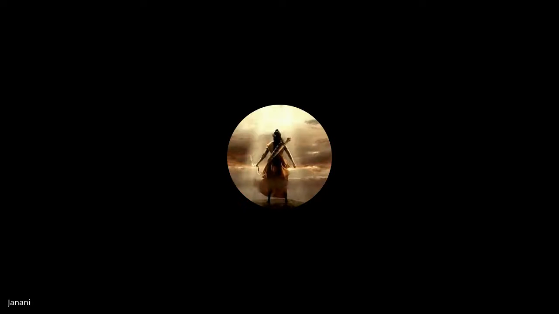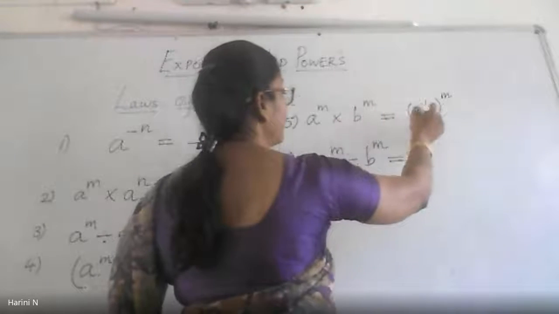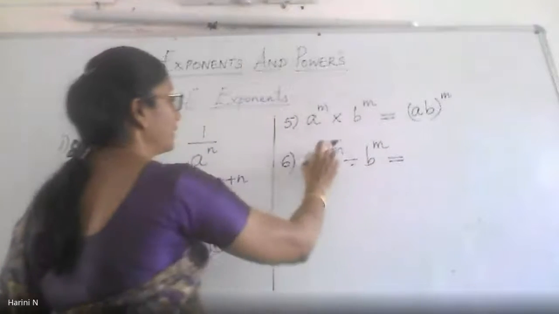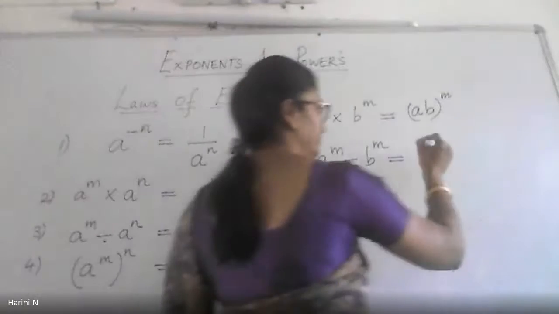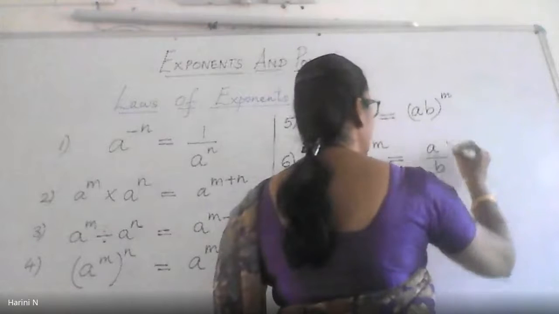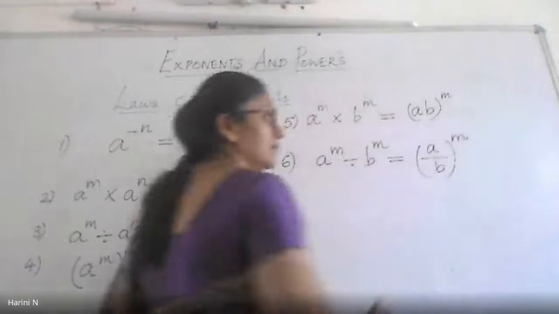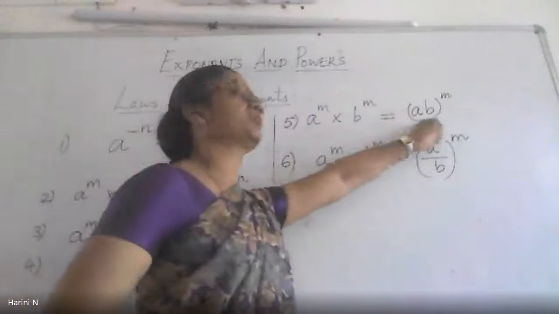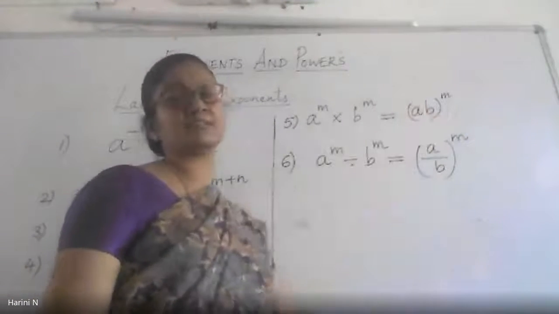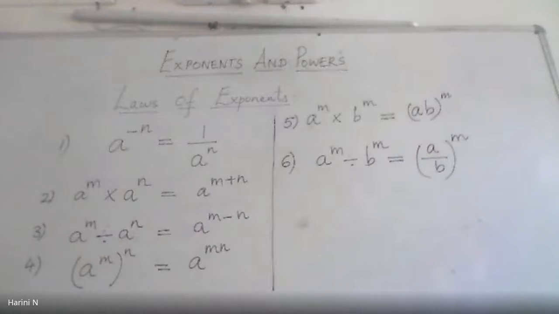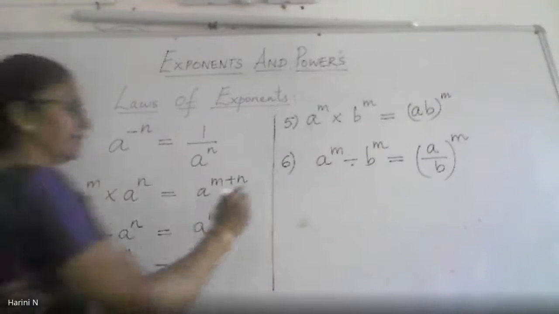Can you guess? If a to the power m into b to the power m is ab to the power m, what will be a to the power m divided by b to the power m? A by b to the power m. Here you multiply the two exponents and raise it to the power. Here you divide the two exponents and raise it to that power. That's it. Alright, then the last one, a very interesting one.